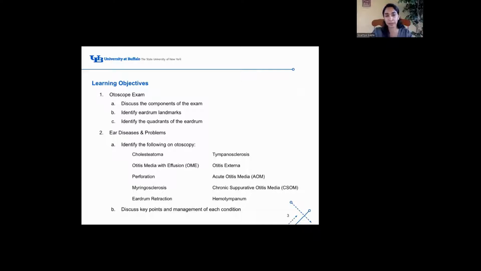So here are some of the learning objectives. I'm going to break it up into two different parts. First, I'll talk about the otoscope exam and the different components of it and why it's important. And then we'll move on to ear diseases and different problems.